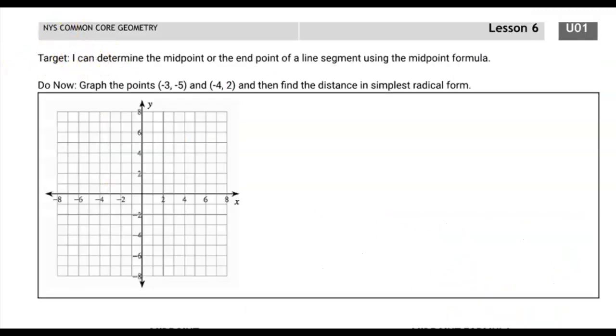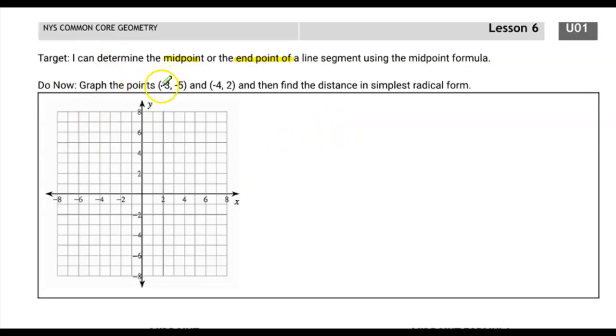Starting out, we know the learning target is always on the top of the page. It says I can determine the midpoint or the endpoint of a line segment using the midpoint formula. So sometimes the problem will give you two endpoints and ask you to find a midpoint. Sometimes it'll say, here's one endpoint and here's a midpoint, find the other endpoint.